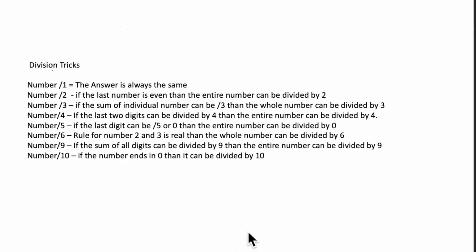Booklet B, for the first question that you got wrong, I want to show you some division tricks. Any number that's divided by 1, the answer is always the same number. Let's say 3 divided by 1, the answer is always 3. For any number that can be divided by 2, if the last digit is even, then the entire number can be divided by 2.